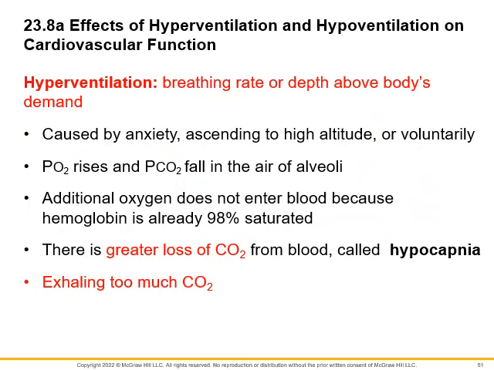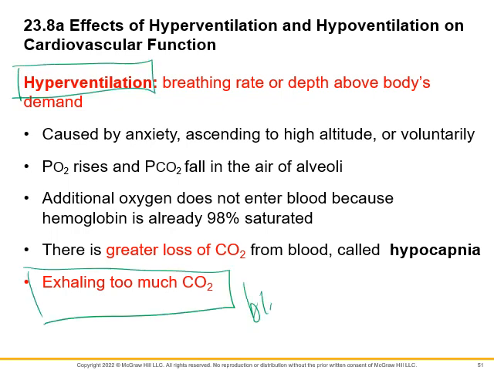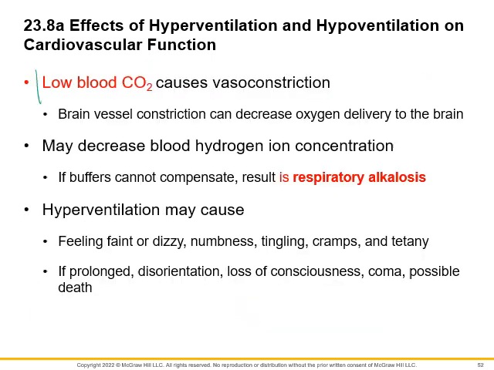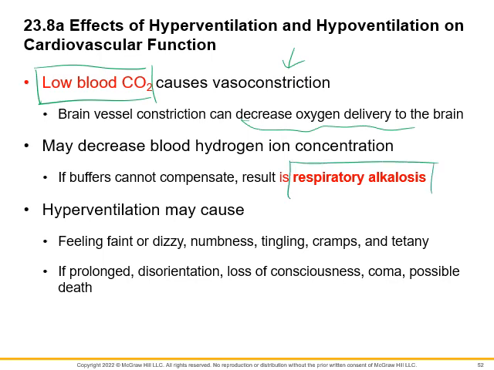So we have to go over some of these terms. Hyperventilation. This is exhaling too much CO2. So you're blowing off or exhaling too much CO2. You're losing CO2 from your blood. Hypocapnia, hyperventilation. If you have low blood carbon dioxide, it's going to cause vasoconstriction, and that decreases the amount of oxygen that can be delivered to the brain. You're in what's called respiratory alkalosis. So something happening in your lungs is causing your blood to be alkaline.